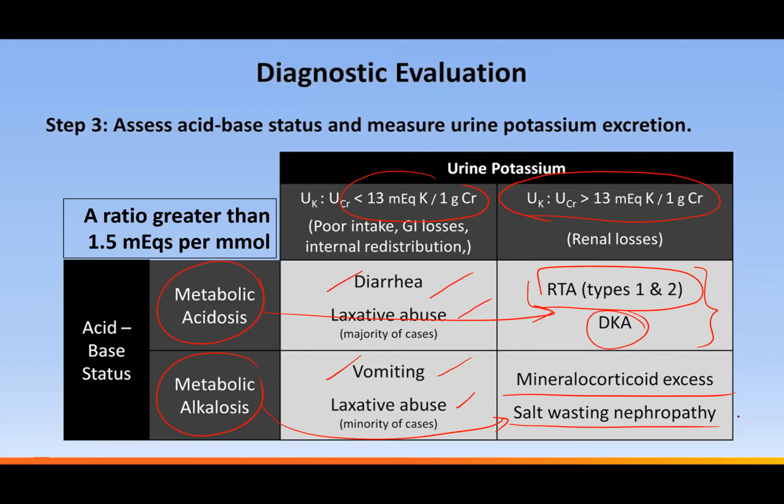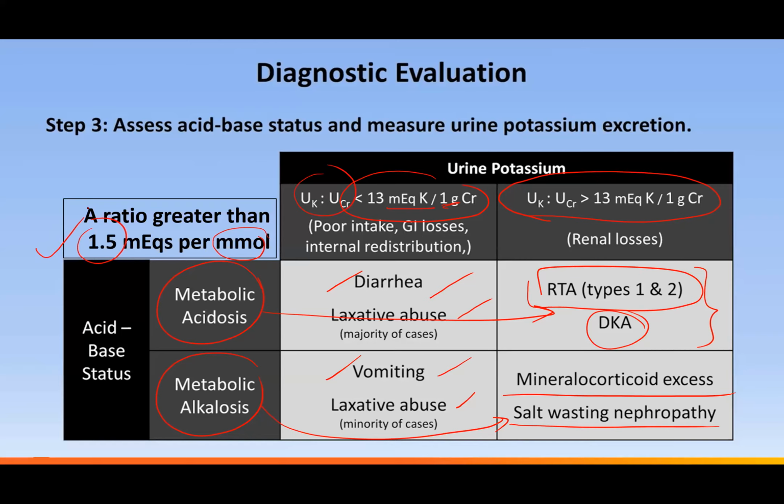And that is expressed in milliequivalents of potassium per gram of creatinine, that is the value. If you use millimoles, it is 1.5 milliequivalents per millimole of creatinine. So if the denominator is in millimoles, then the cutoff value is 1.5. If both are in milliequivalents, then it is 13. Usually creatinine is expressed in millimoles. That is why I have given you this number also.